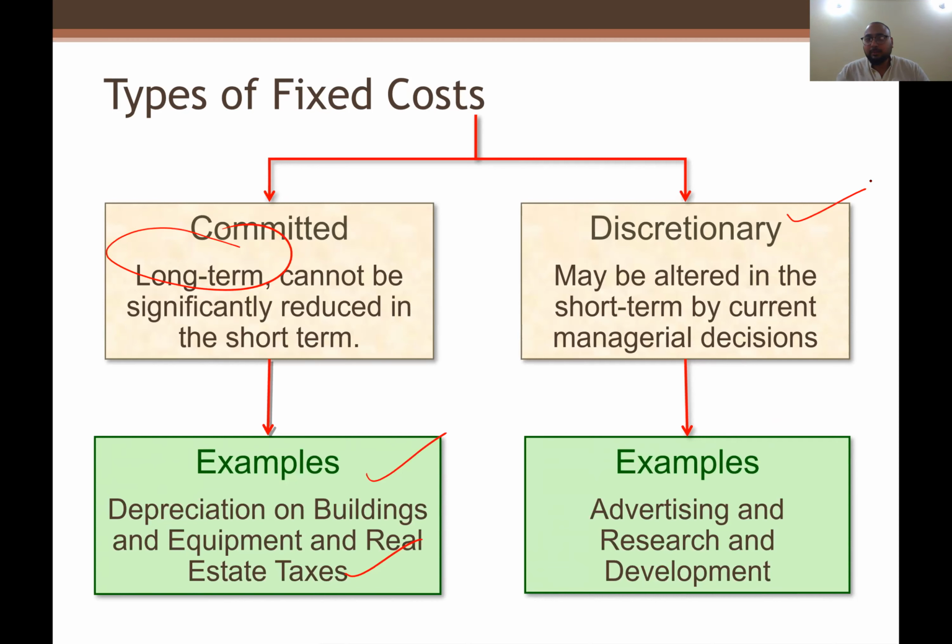So there are two types of fixed costs, committed and discretionary. Which one can you avoid or delete or alter? Discretionary type, not the committed one. The committed one you can reduce, but you cannot avoid. The discretionary one you can eliminate, but committed you cannot do that. Any question?